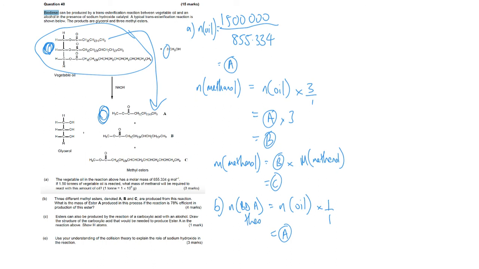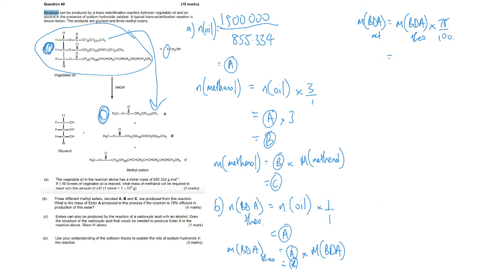So this is the number of moles of biodiesel A that can be theoretically produced. All right, so you can work out the mass of biodiesel A that can be theoretically produced, which will be equal to A times the molar mass of that biodiesel A, which means that you would have to look at biodiesel A and work out how many carbons, hydrogens, and oxygens there are to work out its molar mass, and that would be some value called B. Then the mass of biodiesel A actual would be equal to the mass of biodiesel A theoretical times 78 over 100 to get the yield, which will be equal to some value B times 78 over 100, which will be equal to some value. Okay.